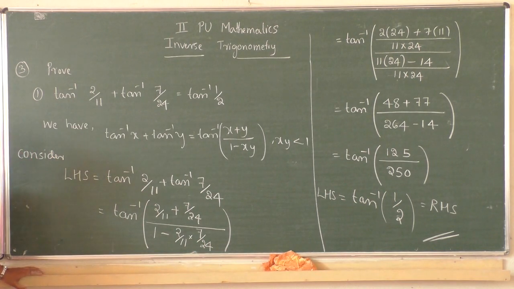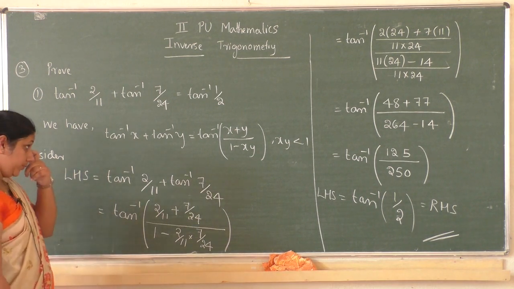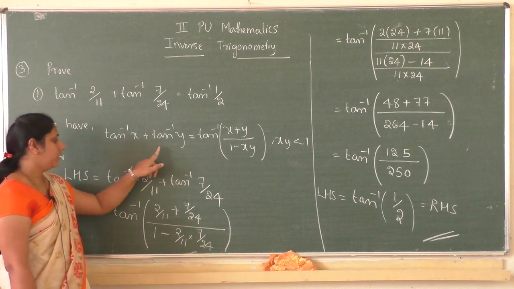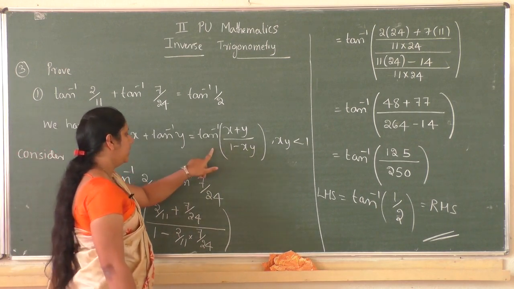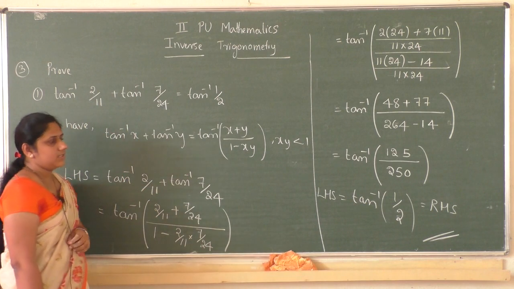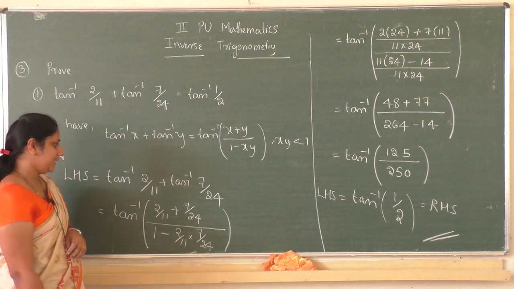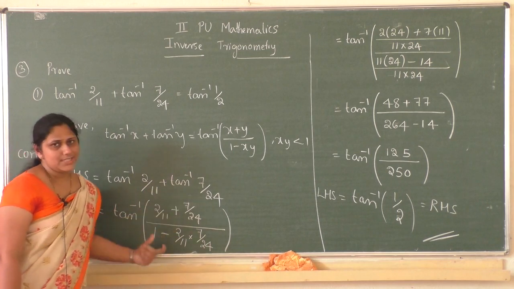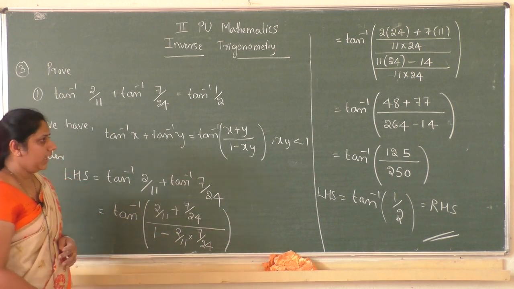That is tan inverse 2 by 11 plus tan inverse 7 by 24 equal to tan inverse 1 by 2. So here we are using the formula tan inverse x plus tan inverse y equal to tan inverse of x plus y by 1 minus x into y, and then applying the formula and simplifying the terms. So we get the answer.